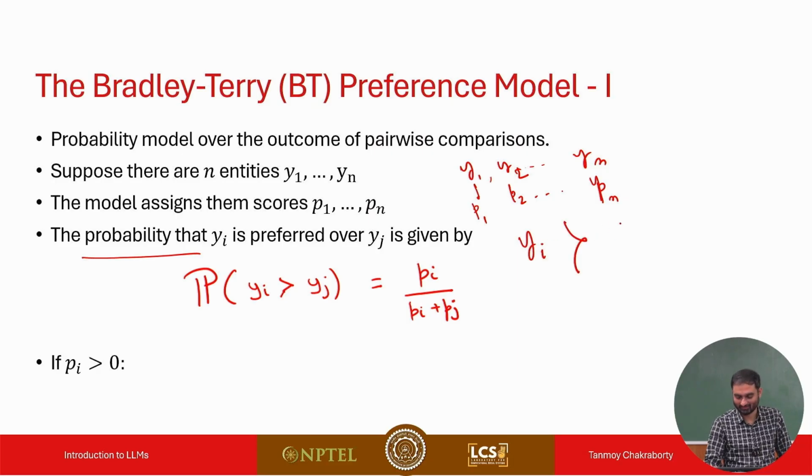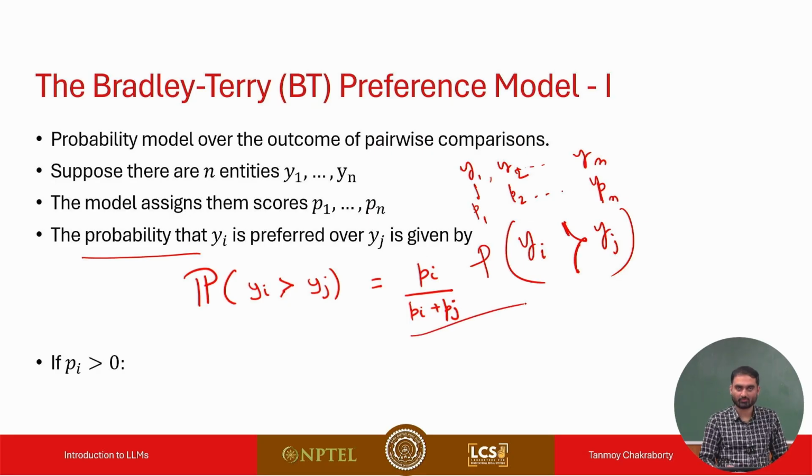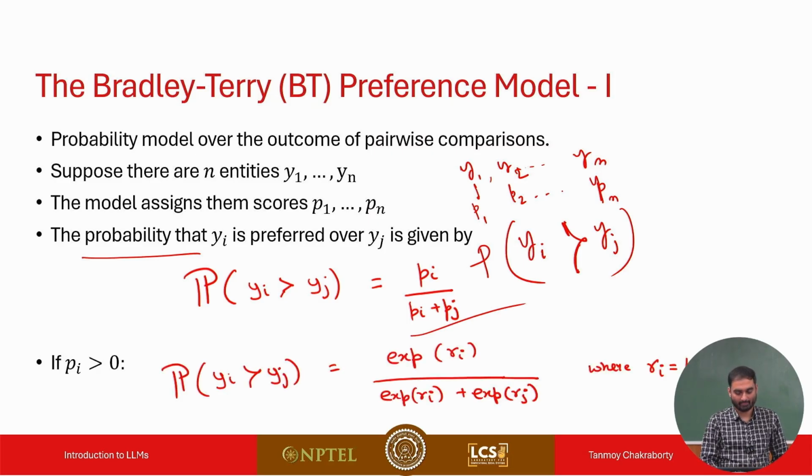It's not the greater than symbol, by the way. Okay, there's a tilde. So there's a small tilde here. Okay, the probability is this: pi by pi plus pj. Now if your model follows this distribution, you say that it essentially follows the BT preference model, right?